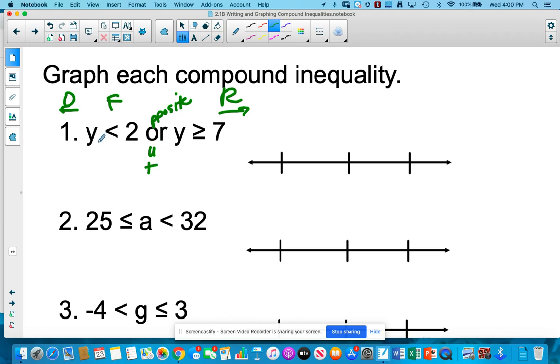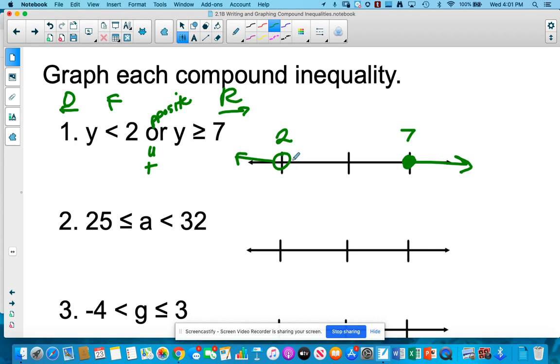So we're going to put a point at 2, and we're going to put a point at 7. Okay, so if we look at 2, this is just less than. I know it's going to be an open circle. With 7, I'm looking at y is greater than or equal to, so I know it is going to be a closed circle. So if y is less than 2, all of the numbers to the left are less than. If y is greater than or equal to 7, I know all of the numbers are going to the right.